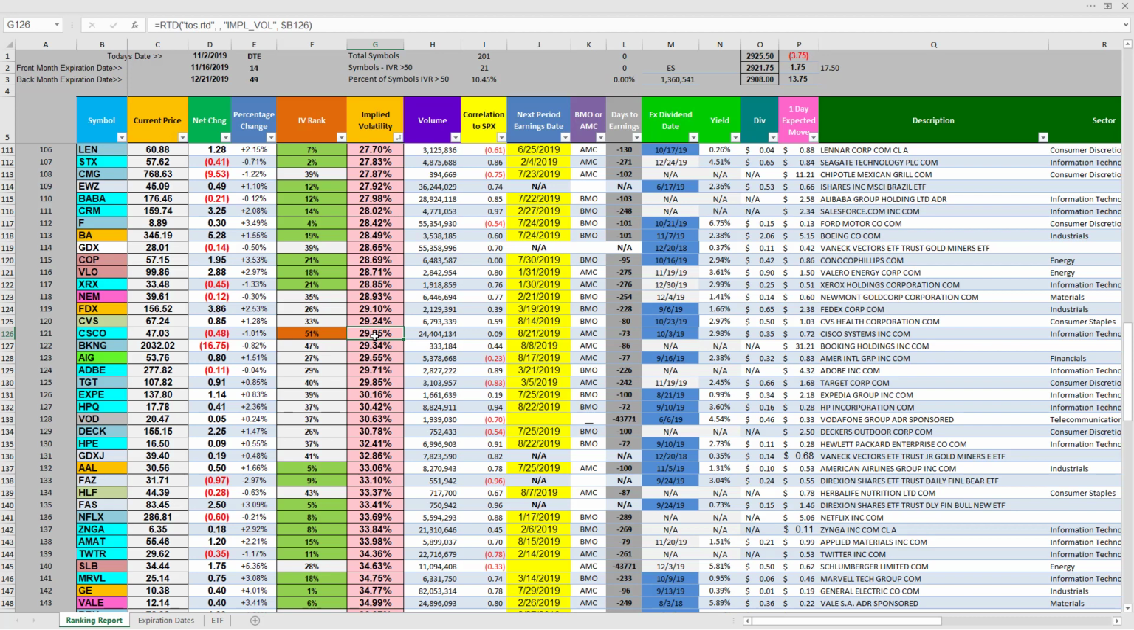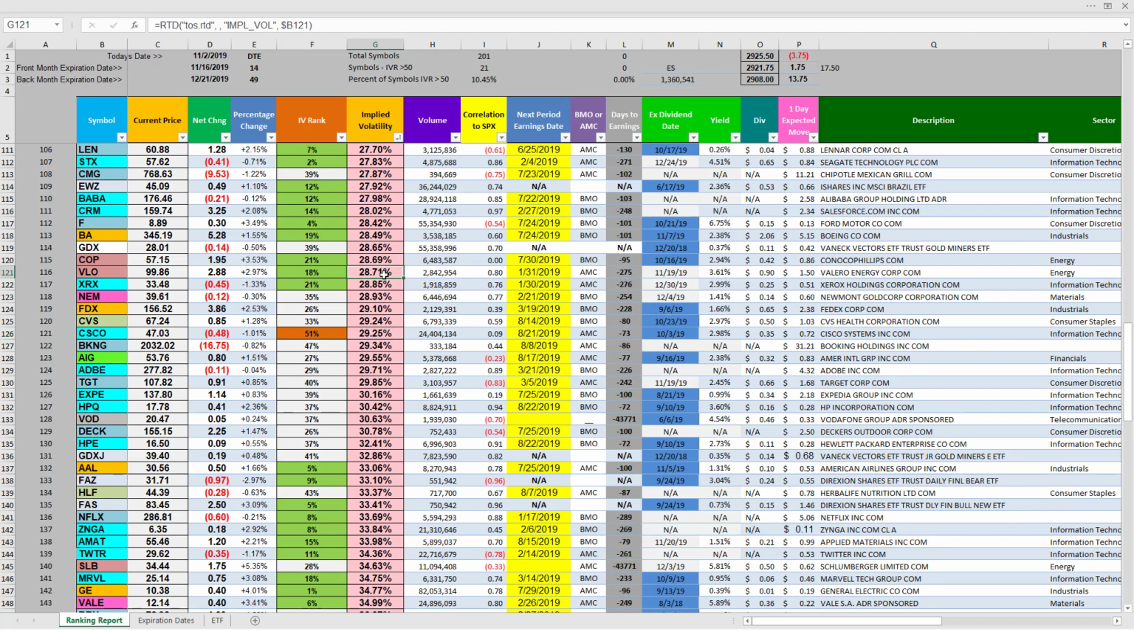Now, because it has an implied volatility rank of over 50, we're going to be selling premium. We do credit spreads or condors or strangles or straddles or some type of short premium strategy on this particular underlying. So you'd say, well, let's look up here at VLO as an example.